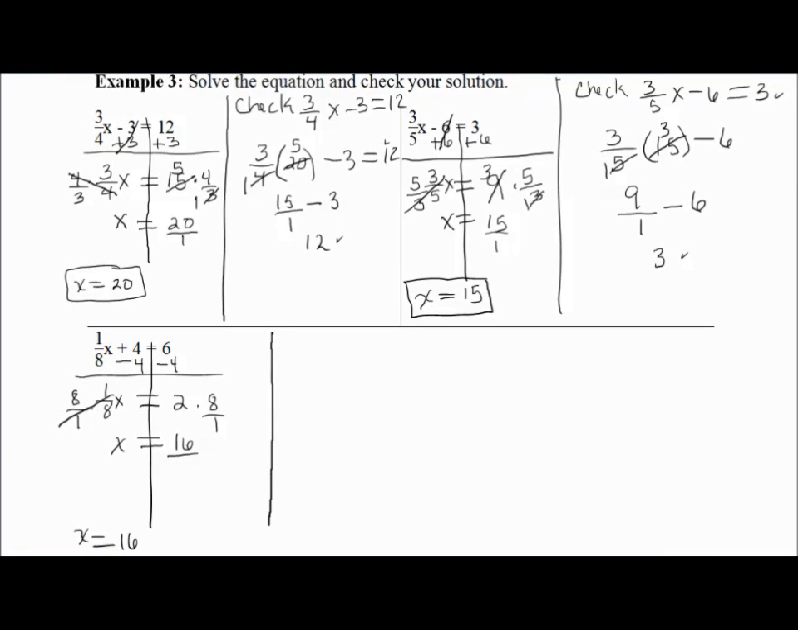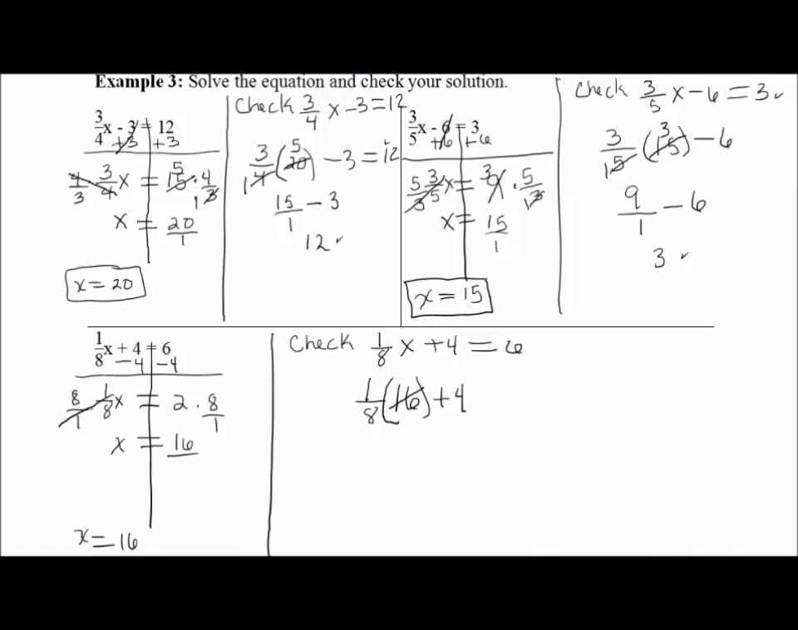Once again, as always, I'm going to go over here and check my solution. The original equation was 1 over 8 x plus 4 equals 6. Now I have that the solution is 16, so I'll replace that x with 16. Then bring down my plus 4. Now if 16 is the correct answer, I should get 6.